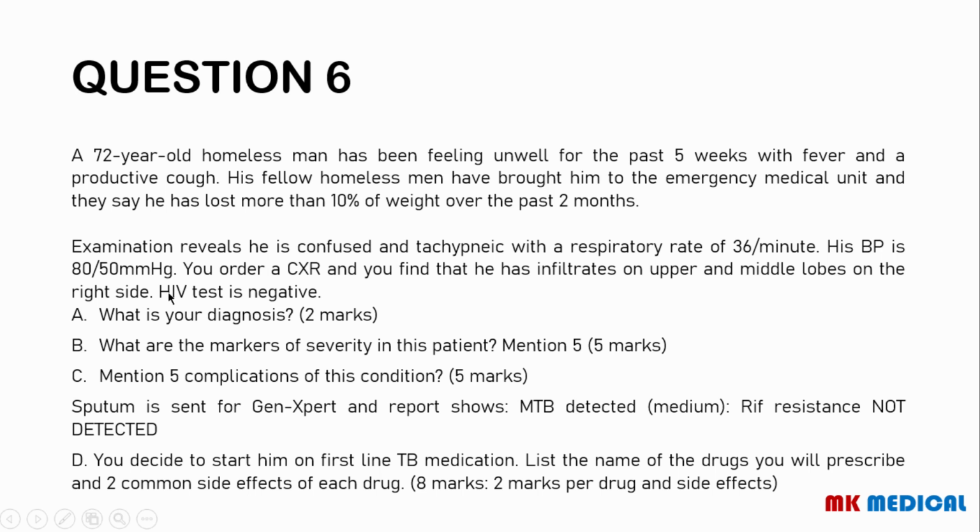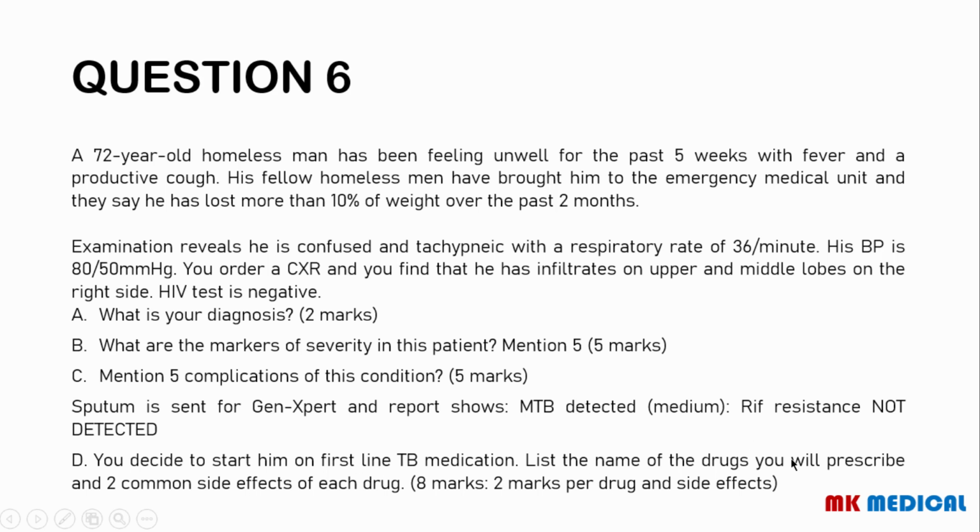So mention 5 complications of this condition. So the complications may be respiratory failure, which is a pulmonary complication, sepsis and septic shock. You may have uncomplicated parapneumonic effusions that may be there, pleural of course. You may have empyema that may be there, and you may also have lung abscesses. So sputum is sent for GeneXpert, and the report shows MTB, which is Mycobacterium tuberculosis detected, medium, rifampicin resistance not detected. You decide to start him on first-line TB medication.